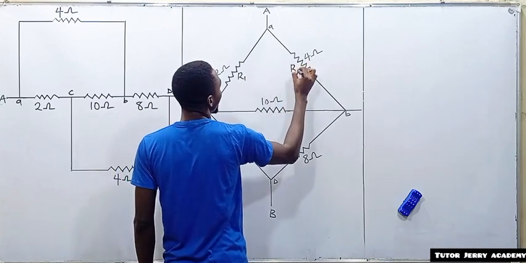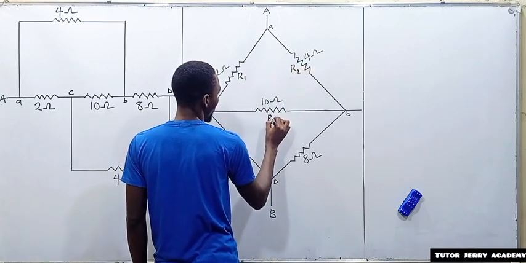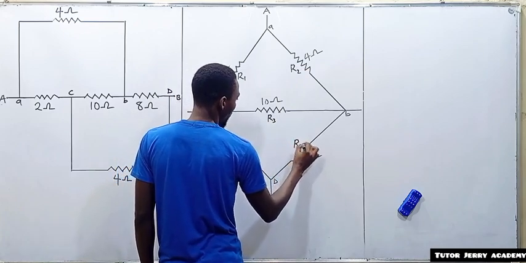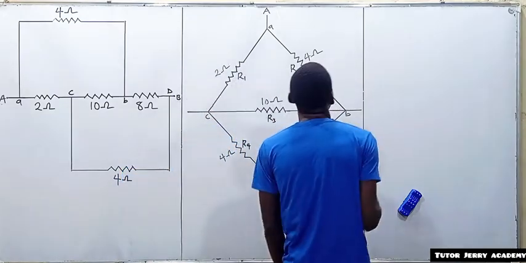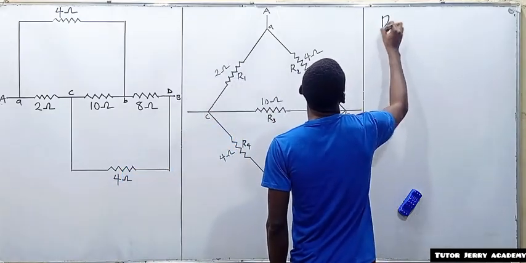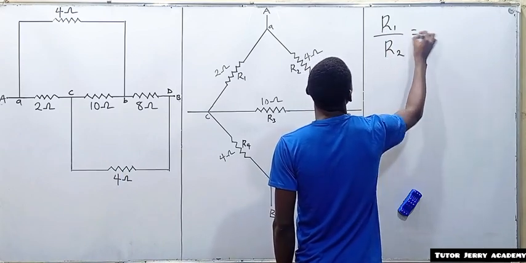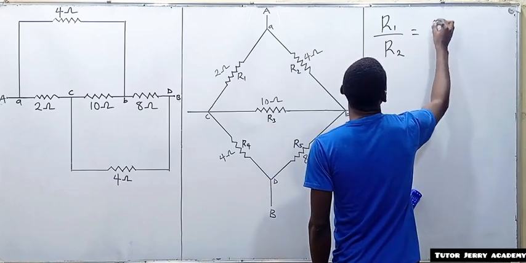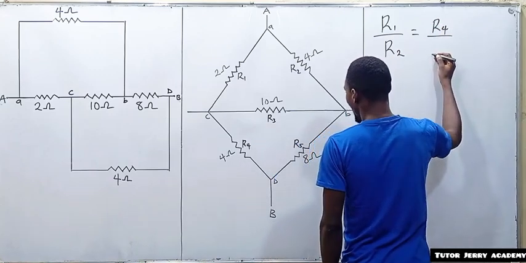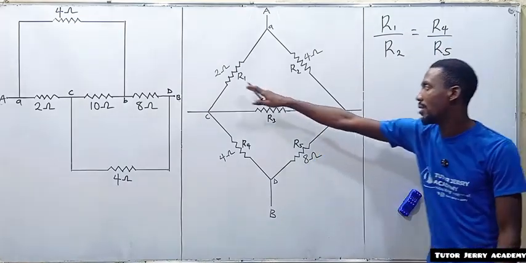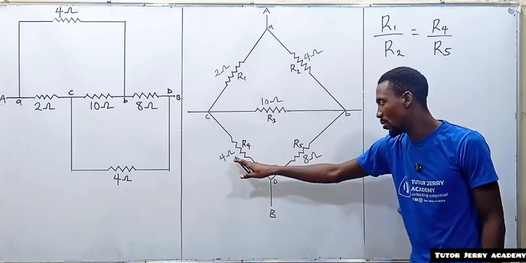Let's call this one R2. This is R3. This is R4. And this is R5. All right. So R1 all over R2 will be equal to R4 all over R5. I hope it is well understood. That is, this over this must be equal to this over this.